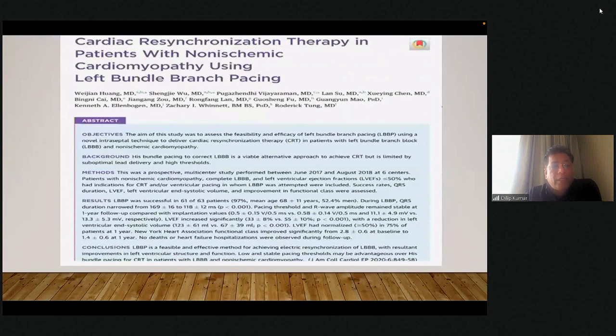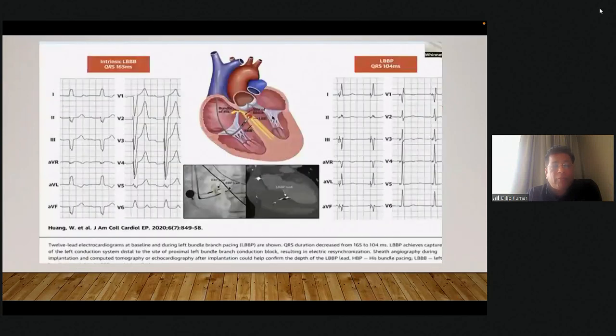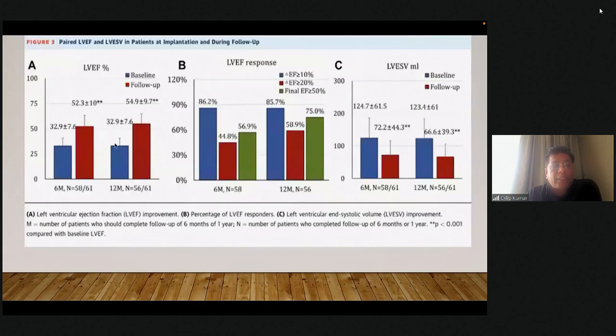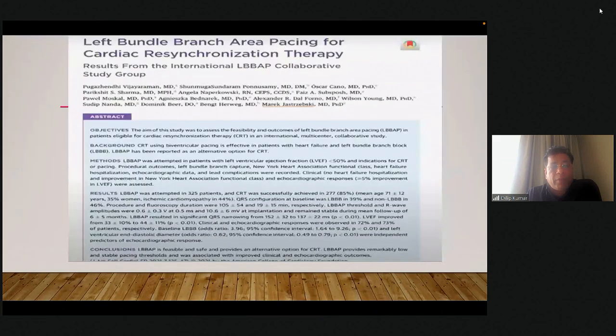This was the randomized control trial from the Chinese group, Dr. Huang, BIV CRT versus CSP, left bundle branch pacing, and it showed very clearly that the ejection fraction improvement, LVEF response, and LV end-systolic volume differed more favorably in cases of CSP, left bundle branch pacing, than BIV pacing.